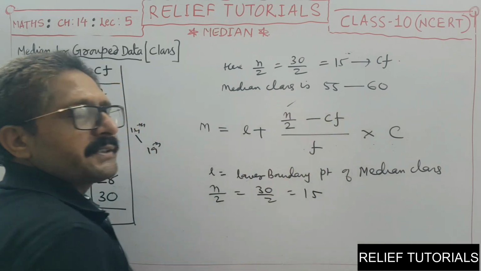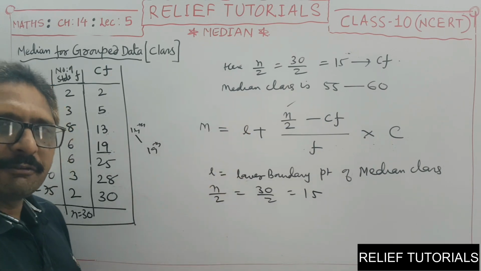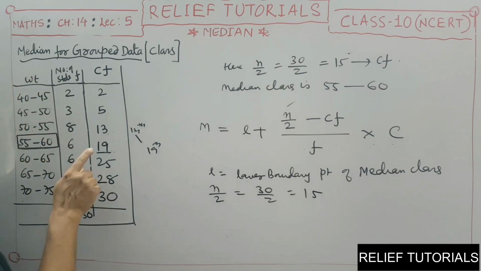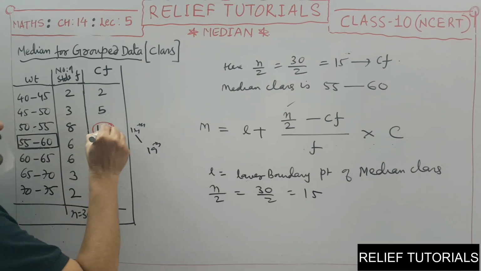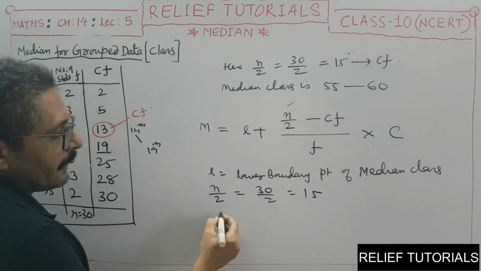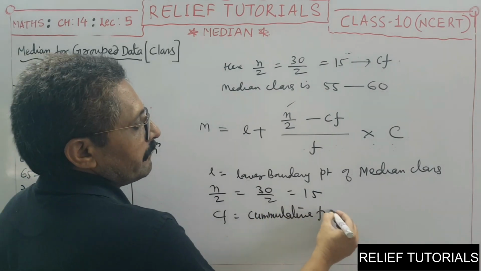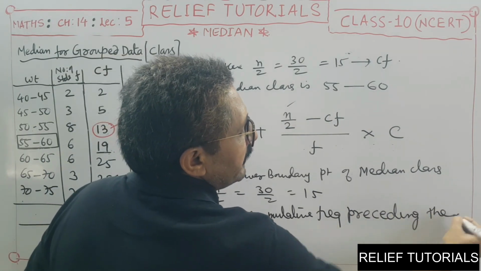Now cumulative frequency. Here you have to remember this. We are not going to derive the formulas, you just have to keep in mind what CF is. So here CF is the cumulative frequency of not the median class. You have to consider the cumulative frequency preceding the median class. Okay, this you have to remember. So here CF is the cumulative frequency preceding the median class.